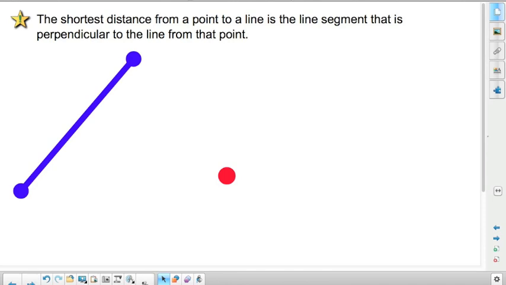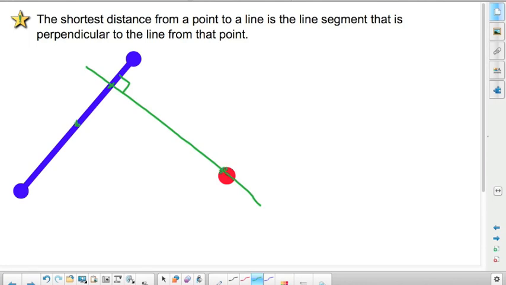So here, the shortest distance from a point to a line. So in other words, we want the shortest distance from this red point to this blue line. We can calculate that. We can actually find out what our shortest distance is. And that distance is the line segment that is perpendicular to the line from that point. In other words, if we draw a perpendicular line that goes through this point and is perpendicular to the blue line, so this is perpendicular, this is the shortest distance right here.